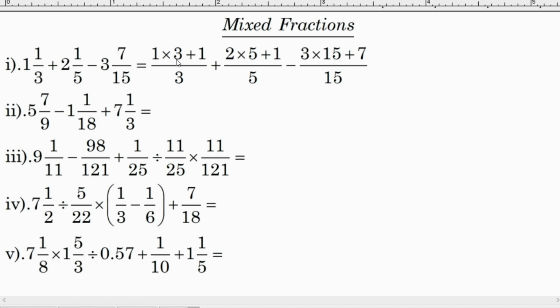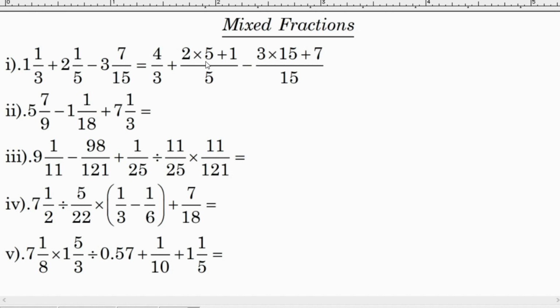1 times 3 equals 3, 3 plus 1 equals 4. So here it equals 4. Here we have 2 times 5 plus 1 equals 11. And 3 multiplied by 15 is 45, plus 7 equals 52. So now we have turned the mixed fractions into normal fractions.